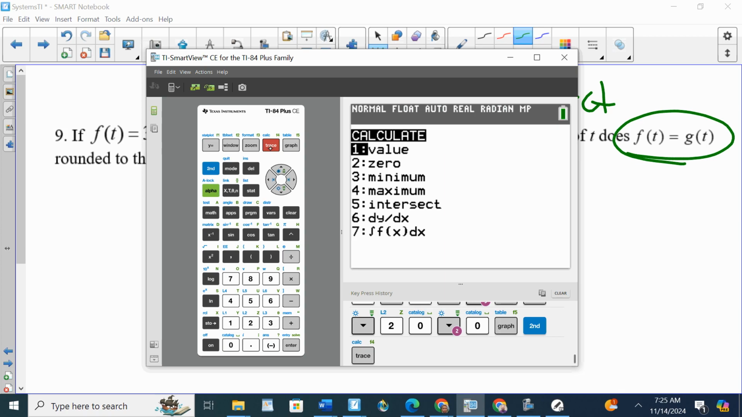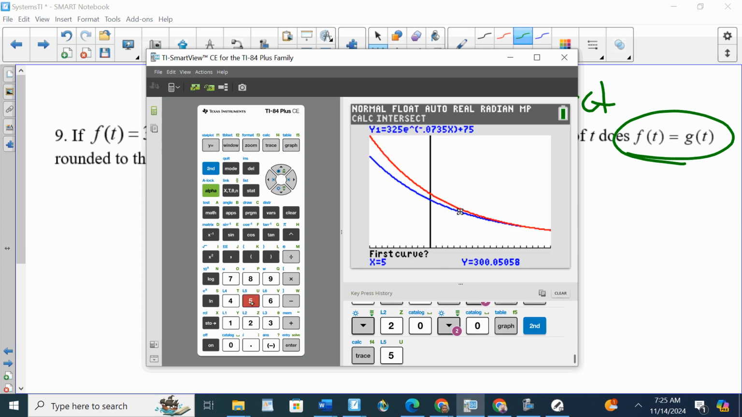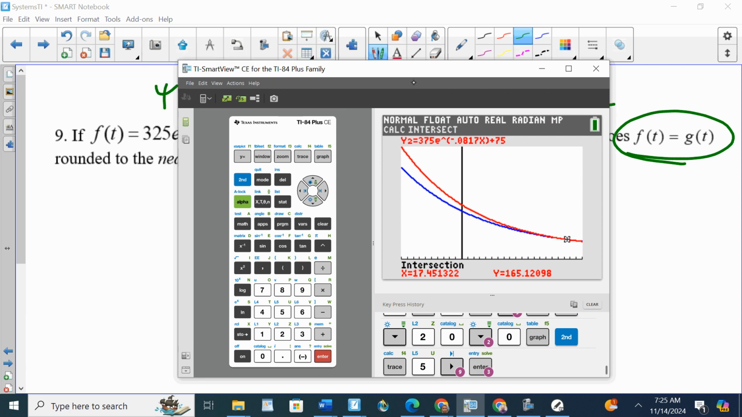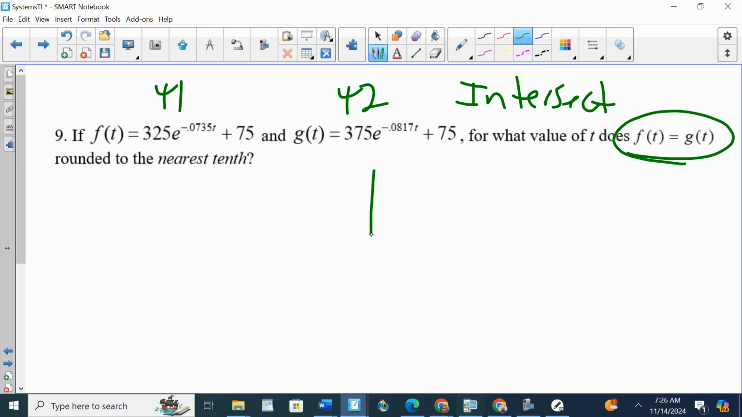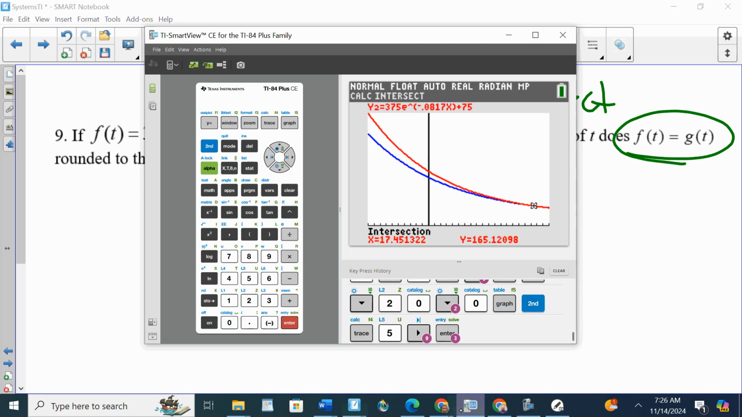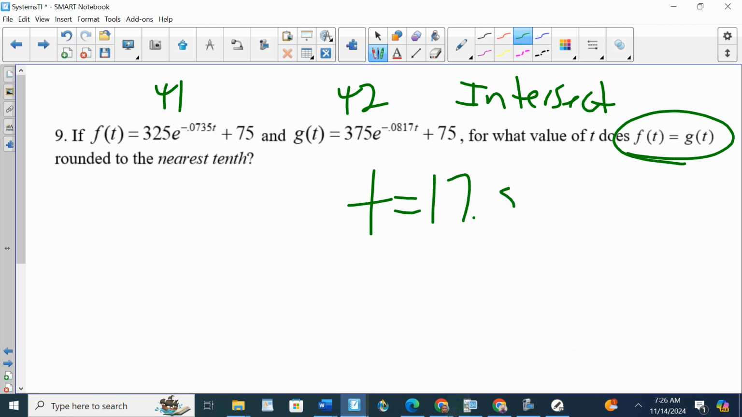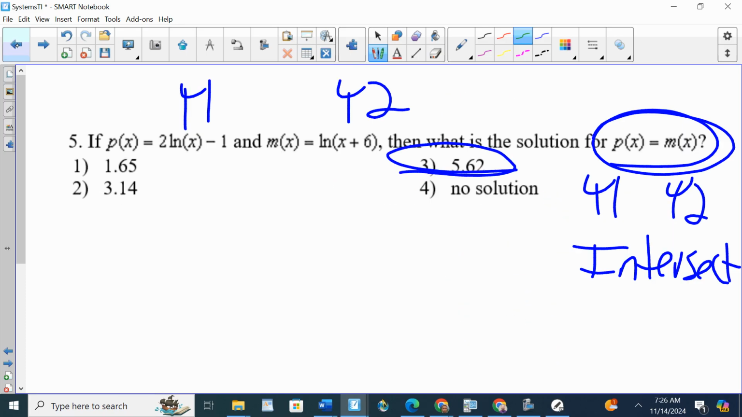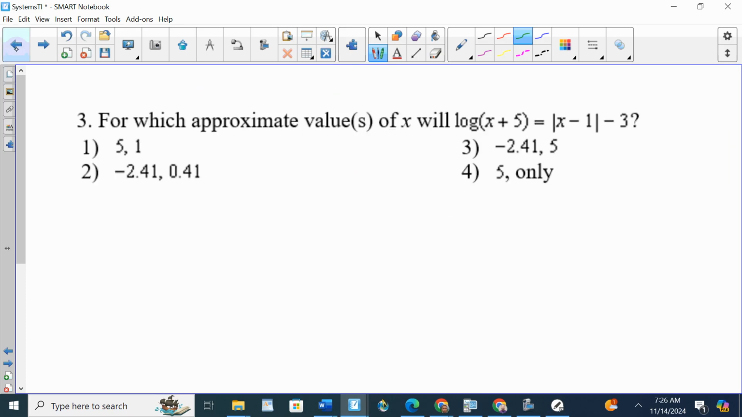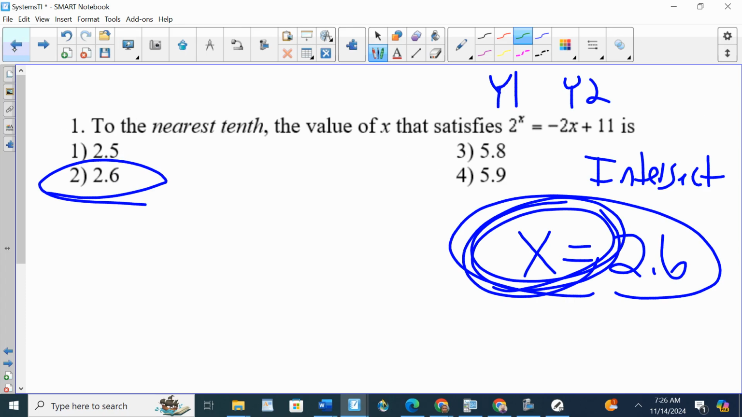Second trace, option 5 intersect. Move the cursor close to the point you're trying to find. Enter, enter, enter. X value, it wants it to the nearest tenth, 17.5. Instead of x equals, I'm going to write t equals, since that was a variable, t equals 17.5. So whenever you're doing f of x equals g of x or any other version of that, or it's just straight up an equation that it wants you to solve, y1, y2 intersect, it's always the x coordinate.